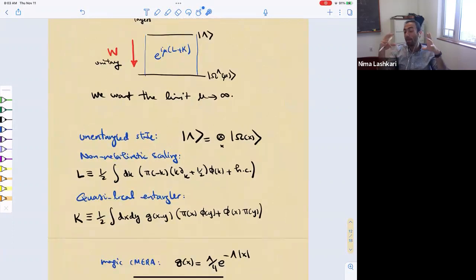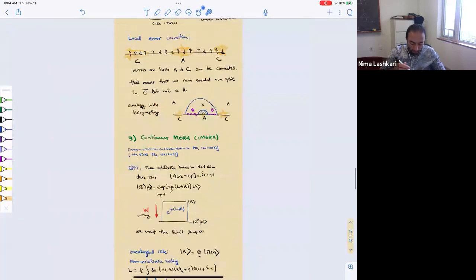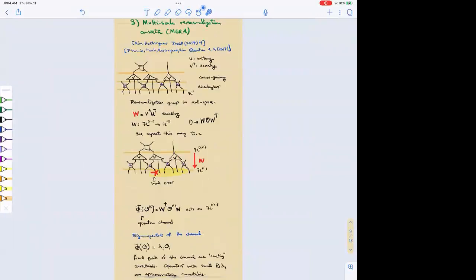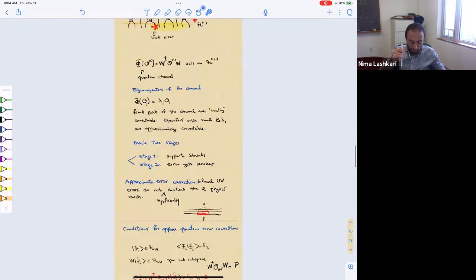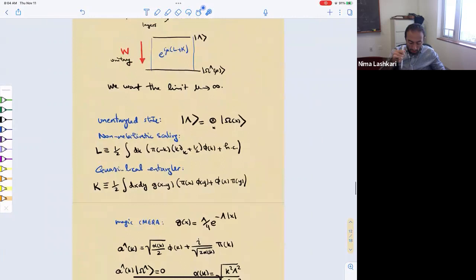So remember, our MERA had these V's, which basically did the scaling, right? And then there were the operators that I called disentanglers. I call them disentanglers because usually we think of it as going up the chain. But if you think of it as going down the chain, it would be entangling. So these are the analogs of the U's, and these are the analogs of the V's, right? So here, this layer is like a two-layer thing. This is the L, and this is the K. All right.